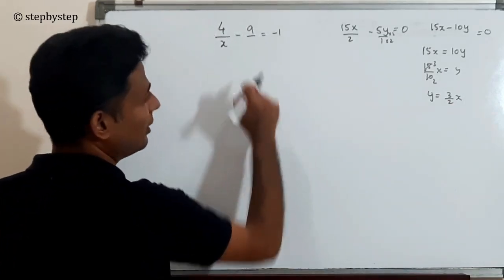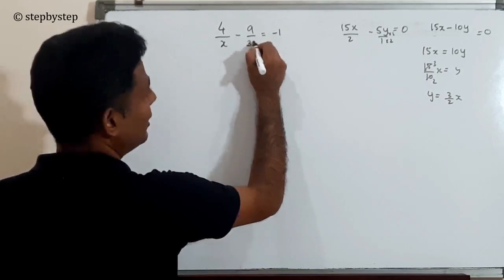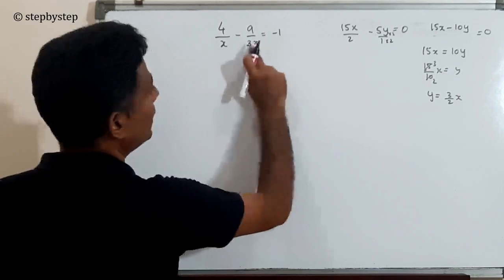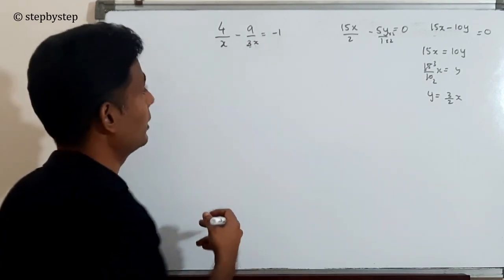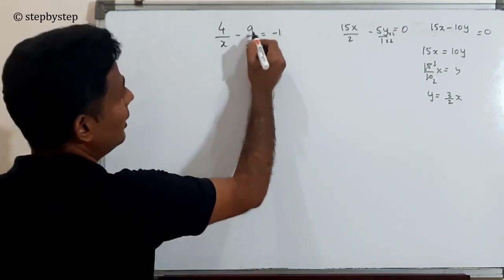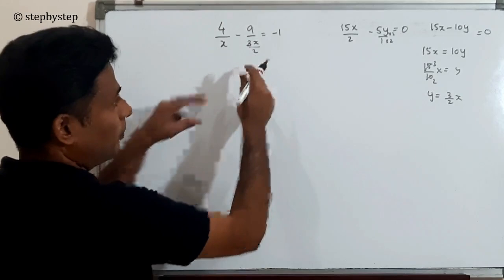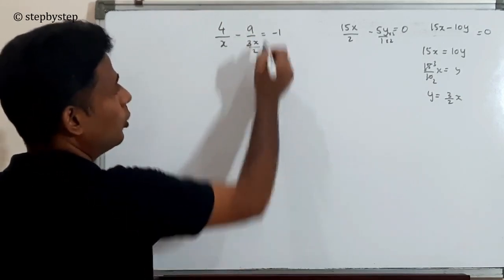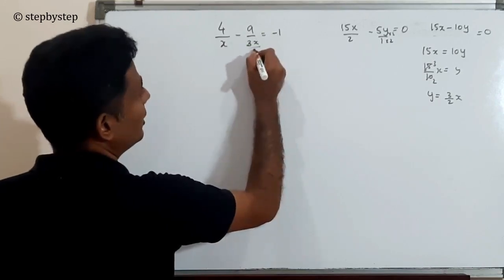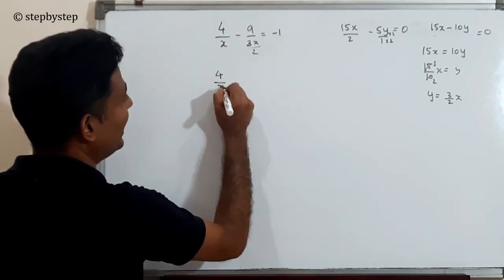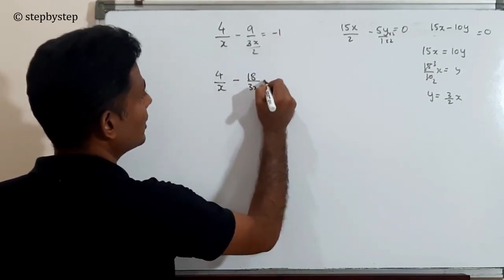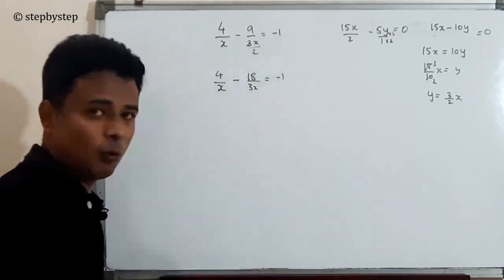I'll substitute that here. So I'll get this as 3x by 2. This 2 will go up. The denominator always goes up and down, if you remember. Or the other way you can remember is it is 9 divided by this. So when you make it multiplication, it will become 9 into 2 by 3x. So this 2 goes up. Okay, I'll write it again: 4 by x minus, this 2 will go up, it becomes 18 by 3x equal to minus 1.